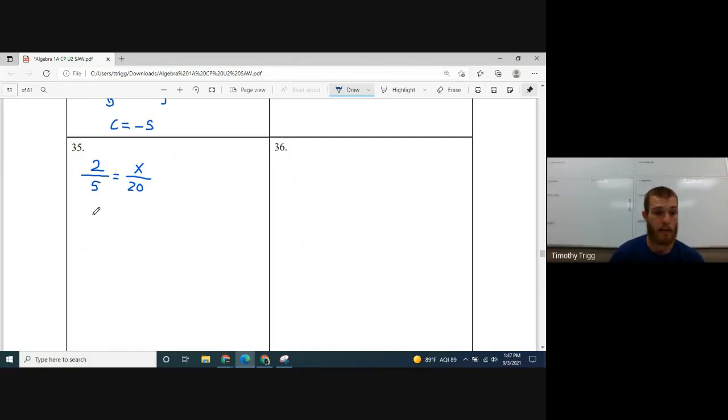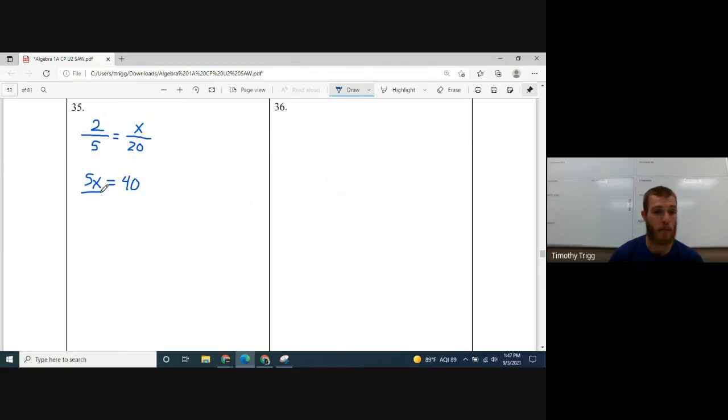5 times x is 5x. Again, cross multiplying. 2 times 20 is 40. Then to get x by itself, we divide by 5. This gives us that x equals 8. So the answer would be that he needs 8 dozen roses for those 20 centerpieces. Make sure to write that in a complete sentence.